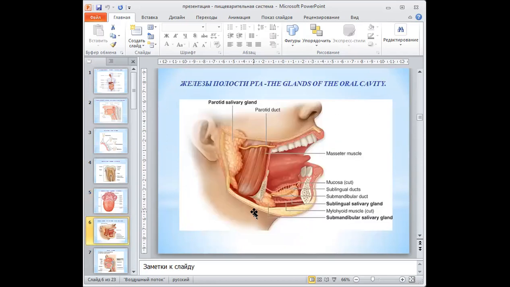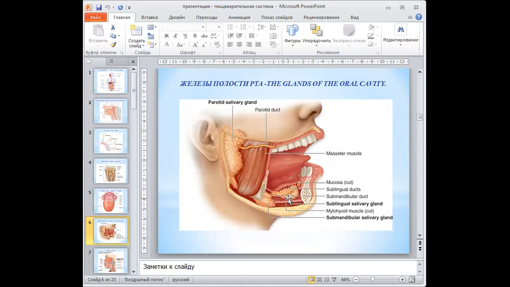Glands of the oral cavity. Then there are numerous small glands and excretory ducts located on the inner surface of the oral cavity. There are three pairs of large salivary glands opening into the oral cavity. The first one is a pair of parotid glands. The second one is the submandibular salivary gland, and the third one is the sublingual gland.